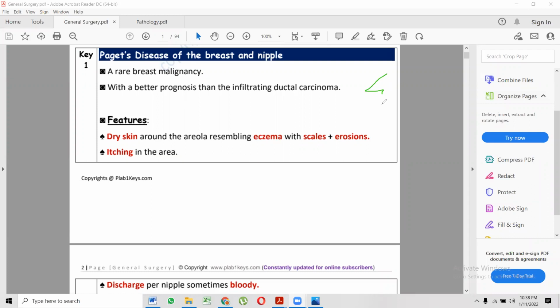Today we'll start general surgery. The first topic that we are going to discuss is Paget disease of breast and nipple.